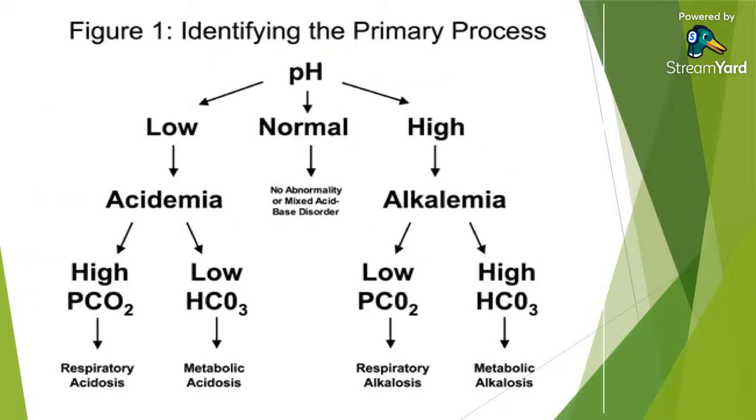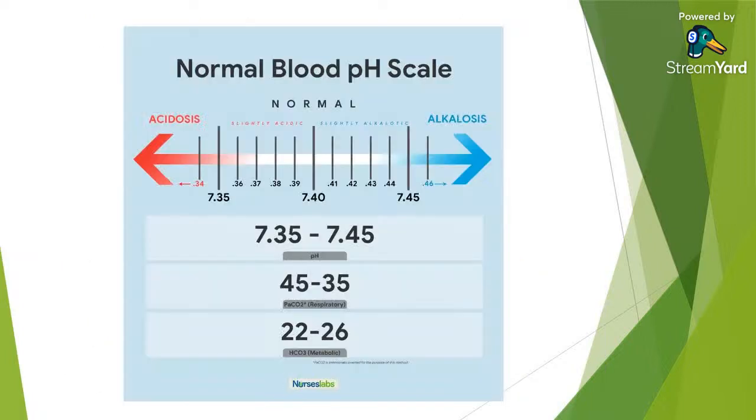If the pH in our body has normal values, then it is normal, with no abnormality in our body. But if the pH value is low in our body, it will cause acidemia. And if the pH value increases in our body, it will cause alkalemia.